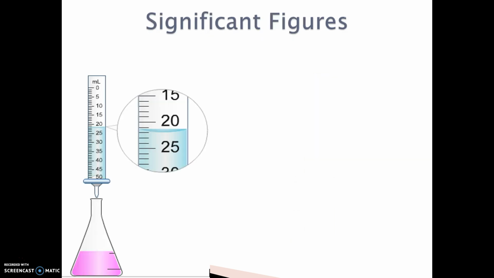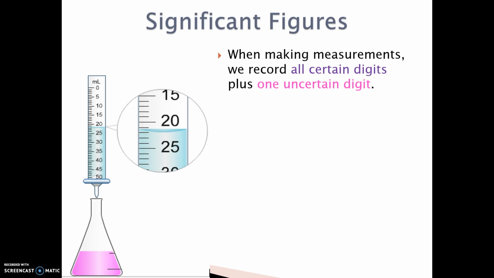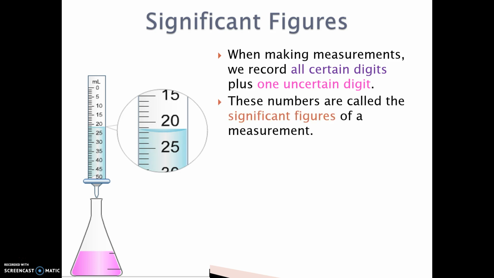This brings us to a discussion of significant figures. When you're making a measurement, you need to record all of the certain digits plus one uncertain digit. These numbers are called the significant figures of the measurement. So if again we look at the burette on the left and measure at the meniscus, someone might say that measurement is 22 milliliters. This would, however, be incorrect. The tool is divided into the ones place, so we must measure one digit past what we can see on the device.